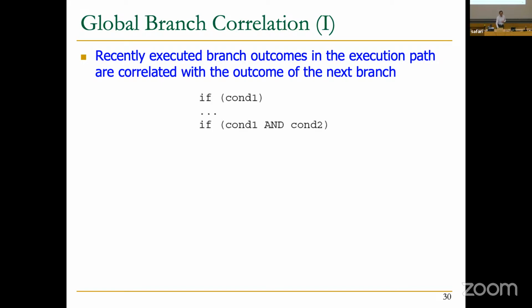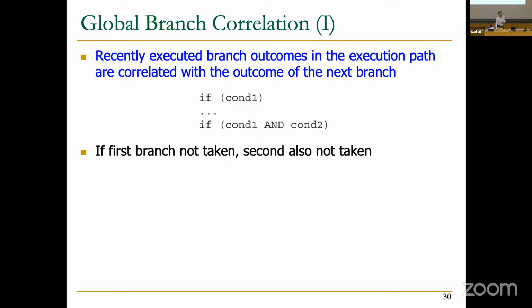For example, let's take a look at this code. The first branch is testing condition 1. The second branch is testing condition 1 and condition 2. Now, if the first branch is not taken, you can be sure that the second branch is also not taken. Right? So it's clear there's a correlation between these branches. So if I predict this not taken, and if I'm correct, I'd better predict this not taken also, right? Otherwise, I'm inconsistent with my predictions. And I'm hoping that I'm correct in my predictions.